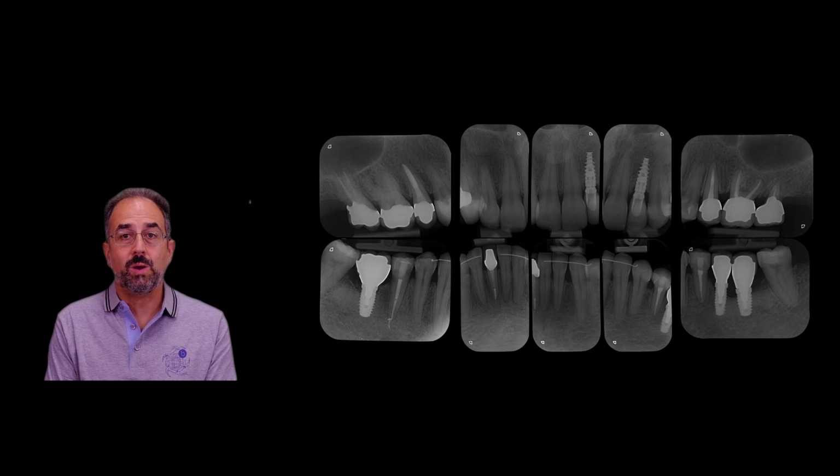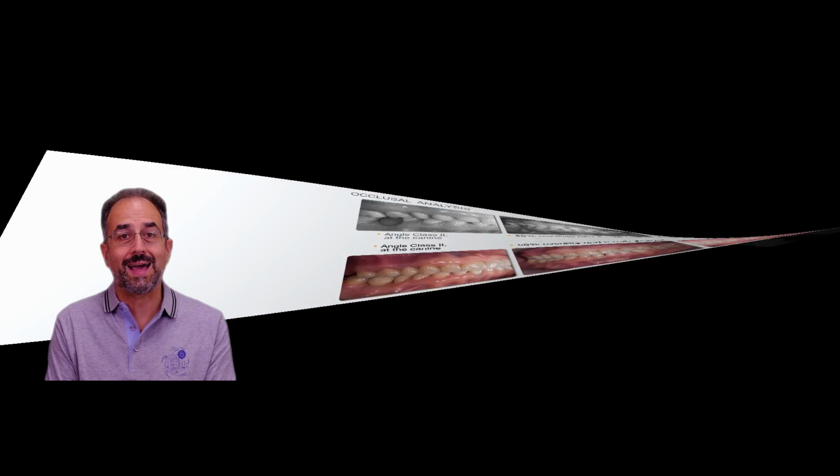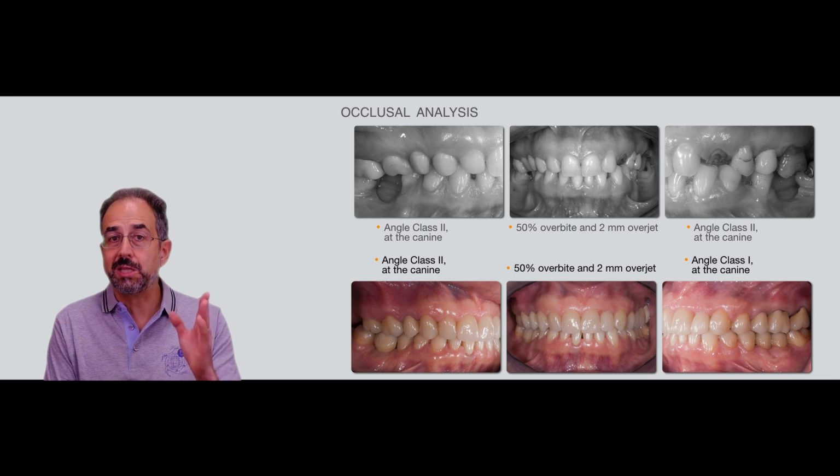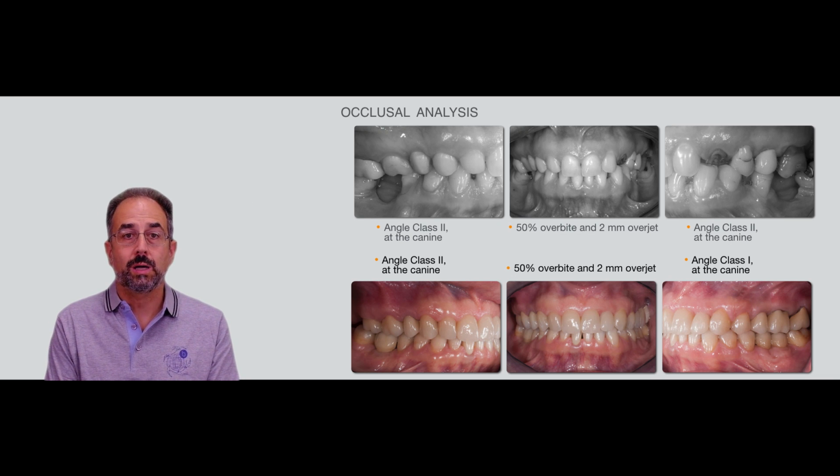And when you look at the occlusal analysis, you can see that on the right side, she's still an Angle class 2 patient, because the canine is in the lateral incisor position. But on the left side, she has now become an Angle class 1 position. The overbite and the overjet did not change much from the start, even though we augmented the occlusal vertical dimension.